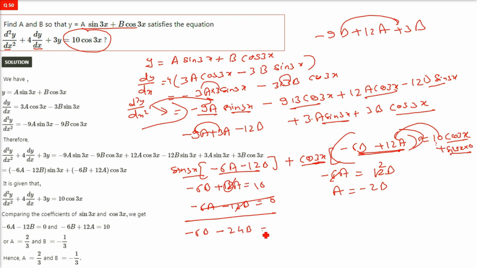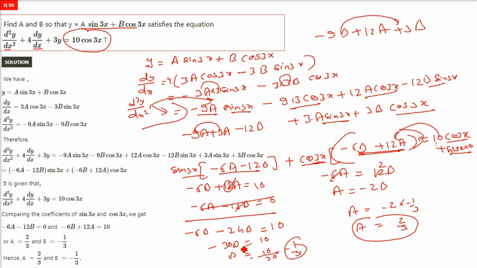Minus 6b, and since a is minus 2b, I am replacing it by that. So minus 6b minus 24b is minus 30b equals 10, b is equal to 10 by 30 in negative, which is going to be minus 1 by 3. But a is minus 2 into b, so minus 2 times minus 1 by 3 is plus 2 by 3. So a is 2 by 3 and b is equal to negative 1 by 3.